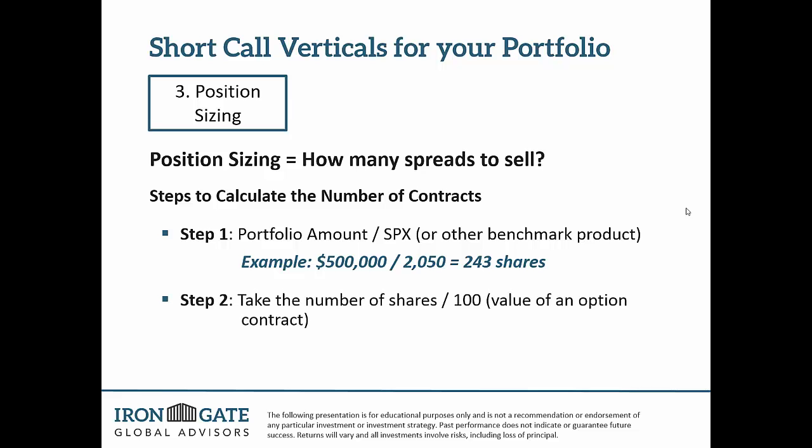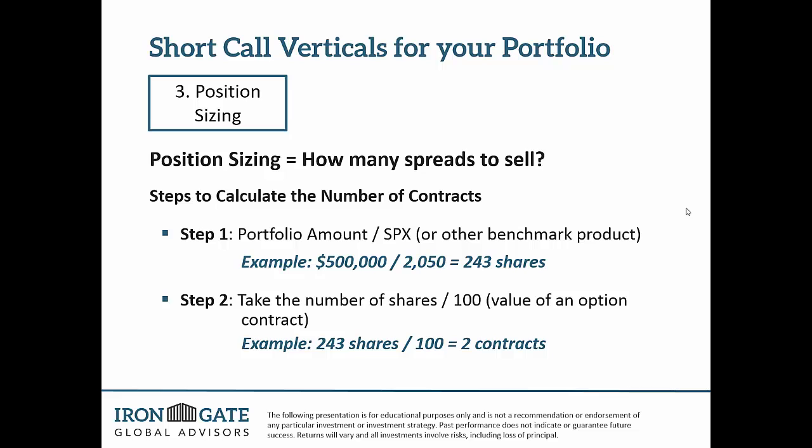There's one other step we need to take: we take the total number of shares, divide it by 100, and that tells you how many contracts. So in this case, 243 divided by 100 is 2.4 contracts, rounding down to 2 contracts. That's how you figure out how many spreads to sell.